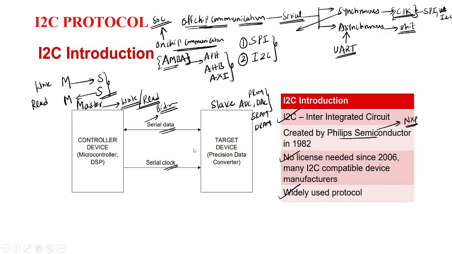No, no, no. Slave cannot write to the master. So master can read the data from the slave. There is some data in the slave, and the data can be read by the master. Slave cannot write into the master. Okay, so this is I2C protocol.